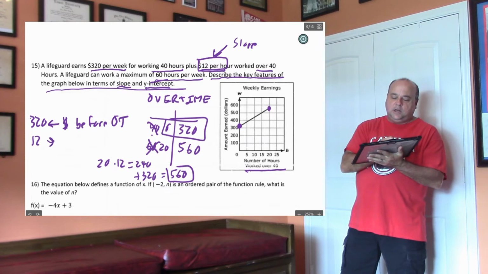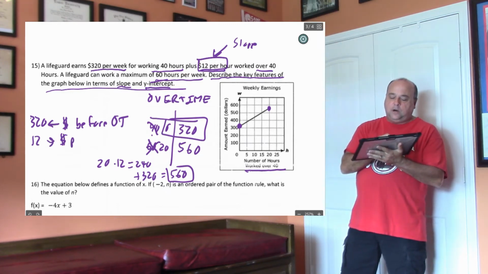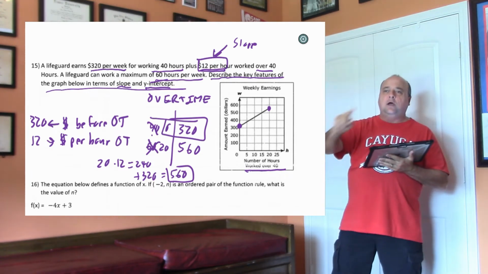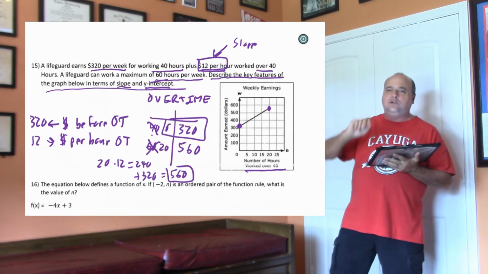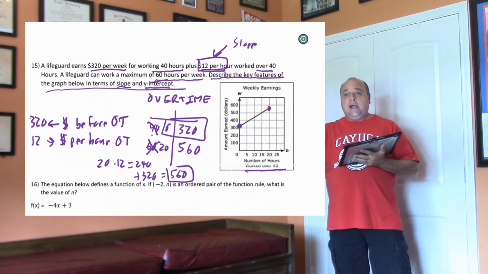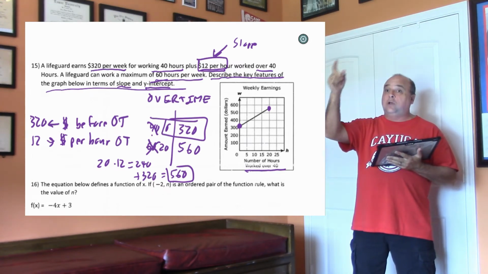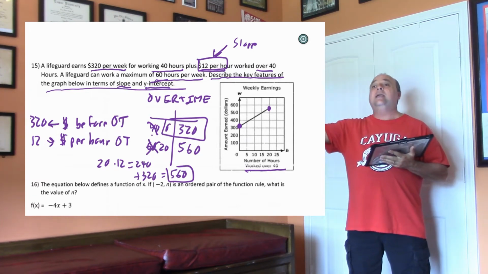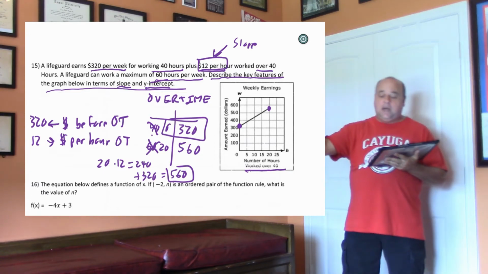So the 12 is going to be, what's y? It's going to be the dollars per hour of overtime. So the y-intercept's 320, and where did that 320 come from? After you work 40 hours, you make $320. So you start off at the 320. Then your overtime starts. Every hour you get $12, but you can only work 40 to 60 hours, which is only 20 hours. So 20 times 12 is 240. 240 plus 320 is the 560. So after 60 hours of work, you would have 560 bucks.